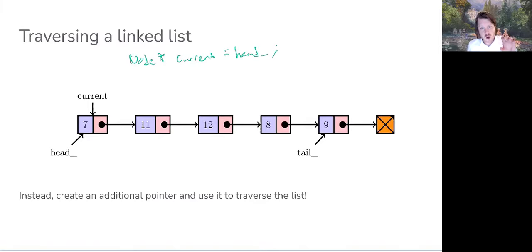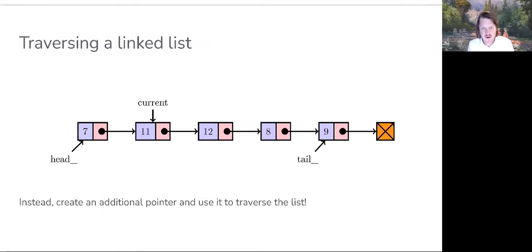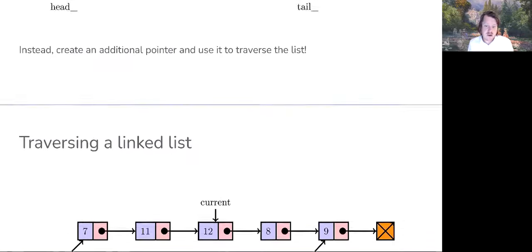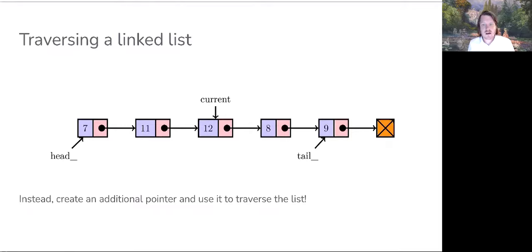Notice that we can move current one node forward by writing current, and you saw this in the destructor, is equal to current's next. So that takes this value and assigns it to current. Well, the value stored in current's next is the address to the next node. So by assigning current the address to the next node, we've effectively moved to that node. So we can continue this process of just assigning current's next to move from one node to the next.